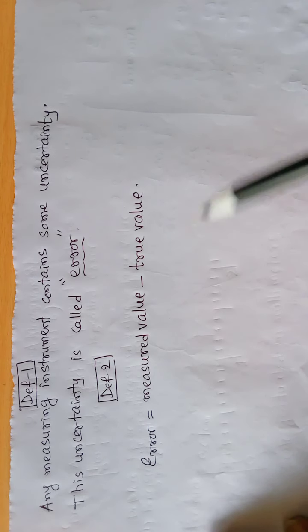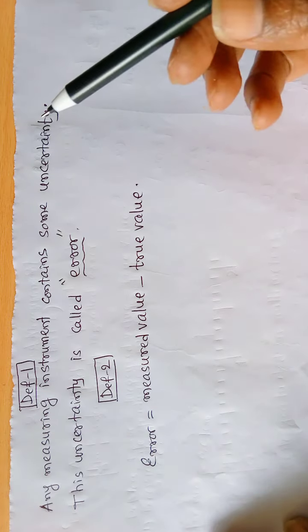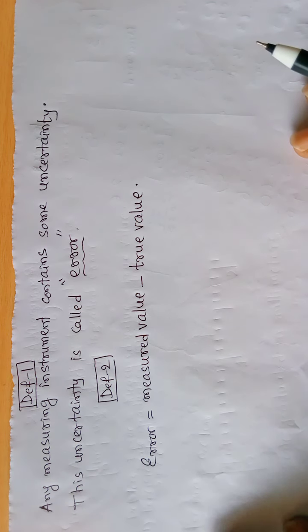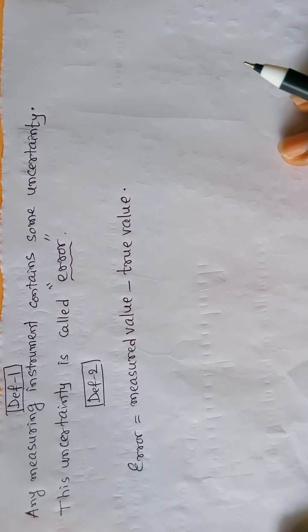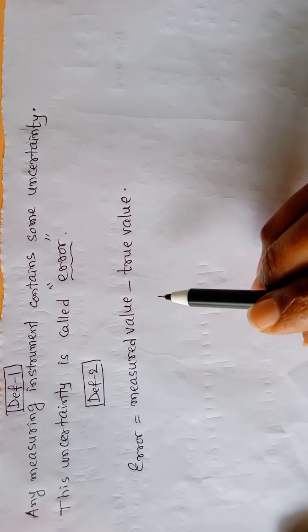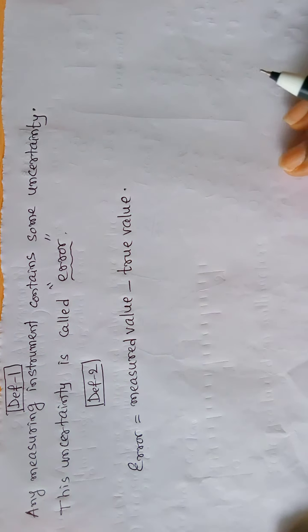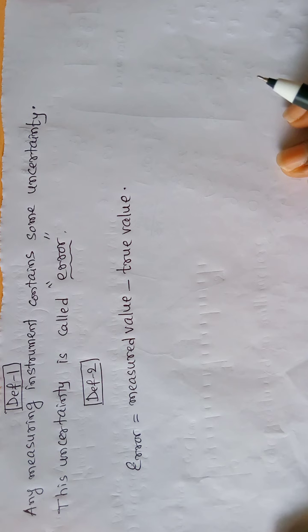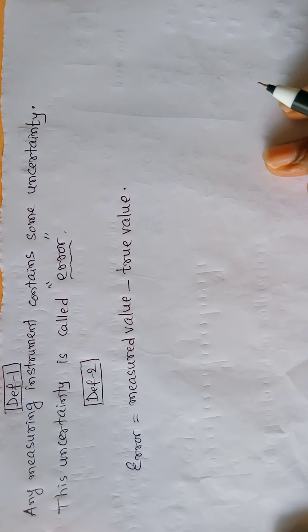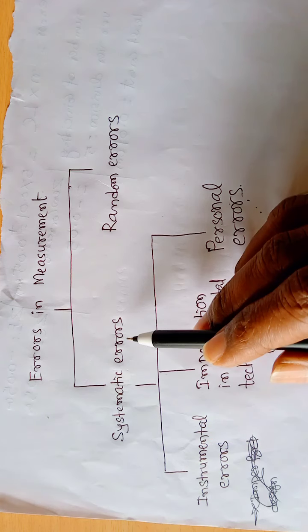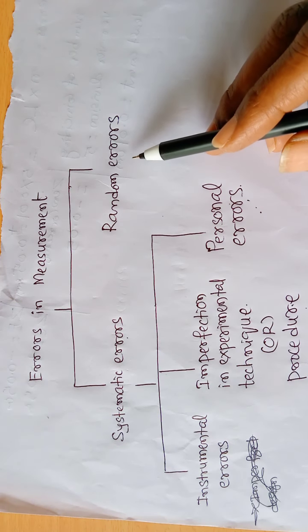So any measuring instrument contains some uncertainty. This uncertainty is called error. And the error can be measured for any instrument. You just take the difference between the measured value and the true value, and that becomes the error. And these errors are broadly classified into two categories. One is systematic errors and the other is random errors.